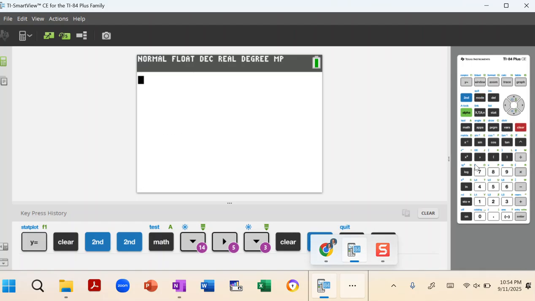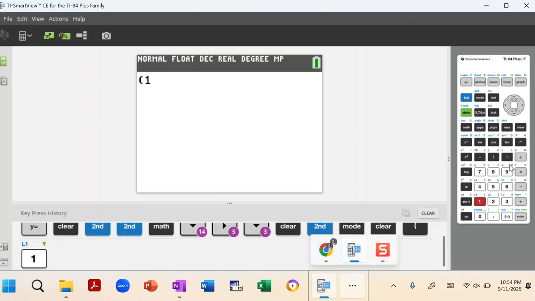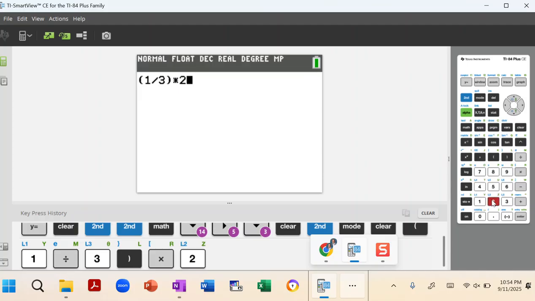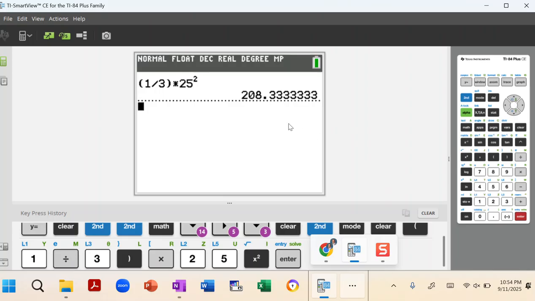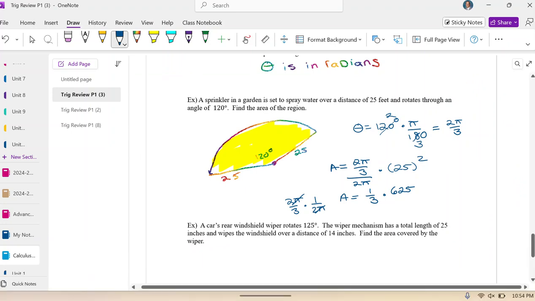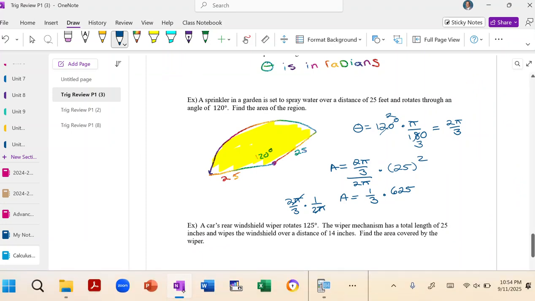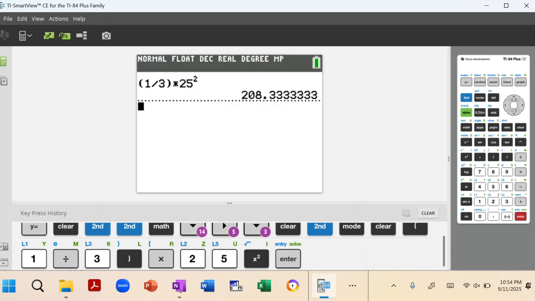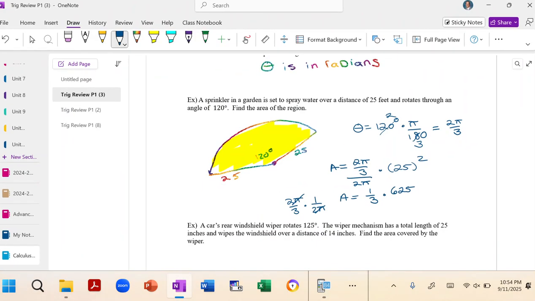So if we go 1/3 times 25 squared, we get 208.33. And now it tells us to find the area of the region. We'll do 3 decimal places. So we'll go 208.333.